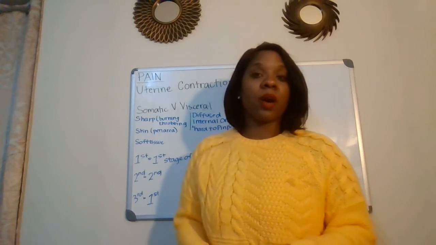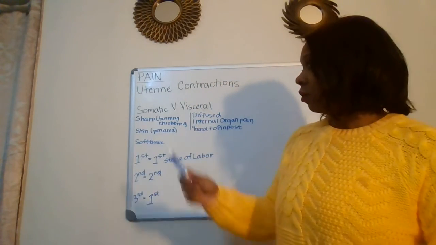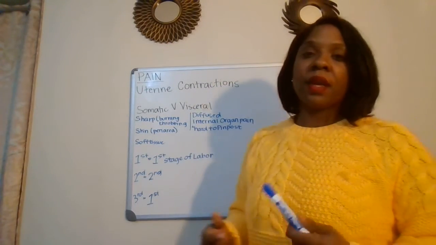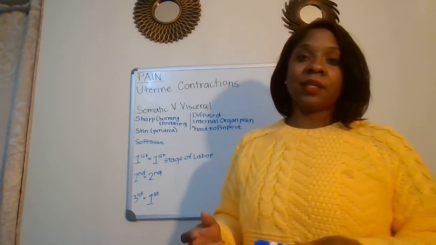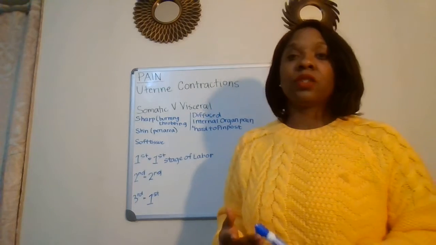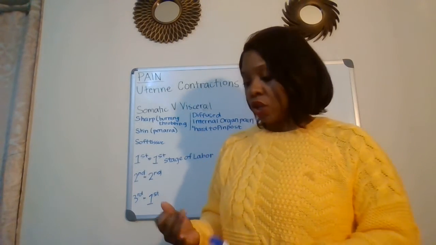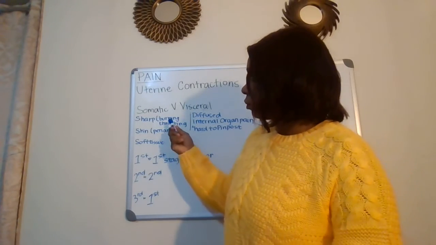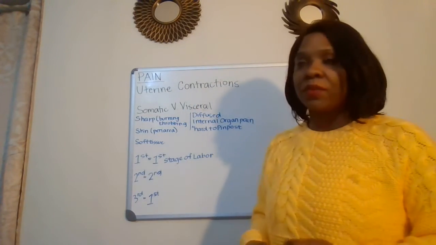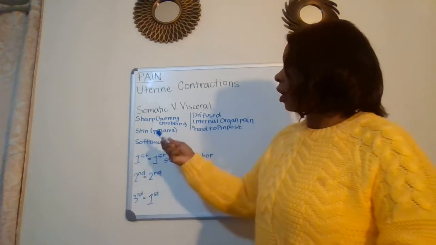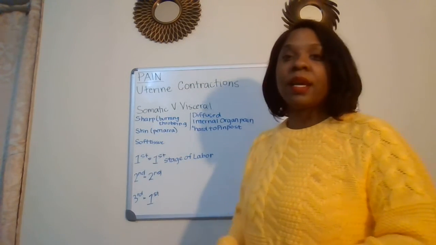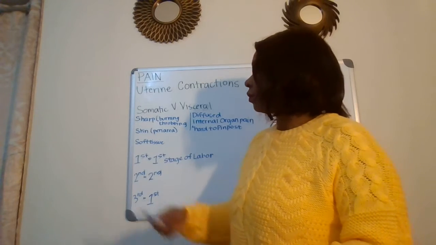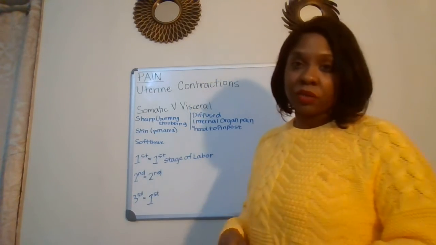So, what are the different types of pain? The first type of pain is somatic. An easy way to remember somatic is that it has an S in it. There are three S's associated with somatic pain. You have sharp throbbing pain, burning. Also, she might feel like, oh my god, it burns. And skin, as in it affects your skin, mostly the perineal area, and your soft tissues.